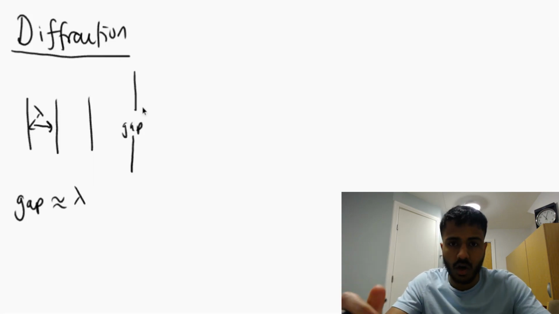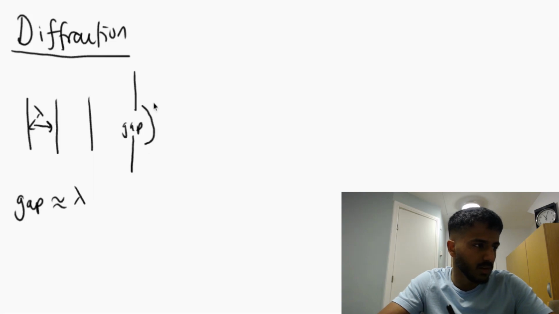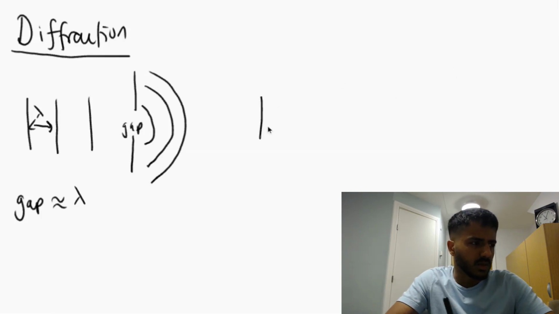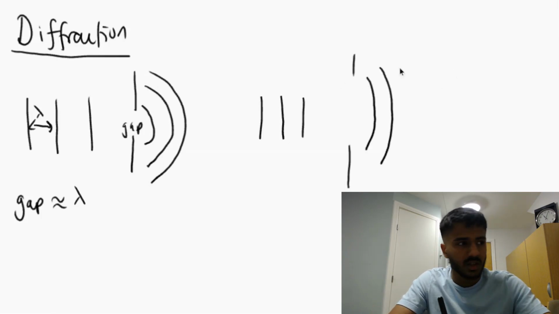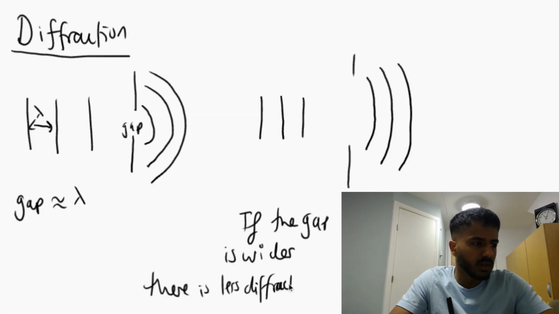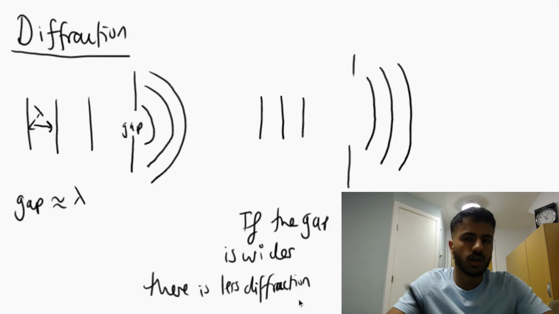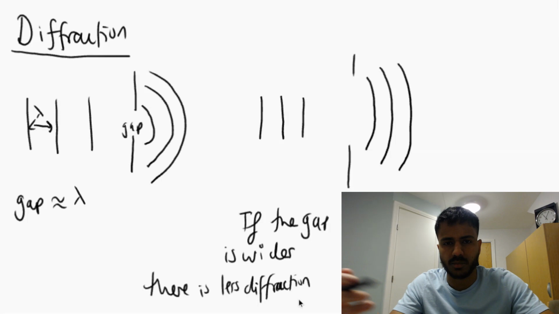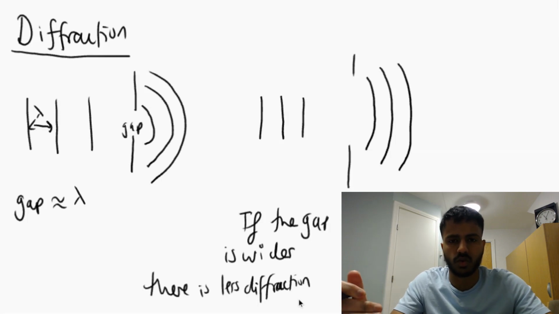And as these waves pass through the gap, they will start to bend. And this phenomenon is what is known as diffraction. Now, if I decided to make that gap a bit wider, what you will see is that the waves will bend, but they won't bend as much as they would if the gap was narrower. If the gap is wider, there is less diffraction. And you may have noticed this sort of phenomenon when you're at the beach or the seaside and you can see a wave passing through, let's say, two cliffs.